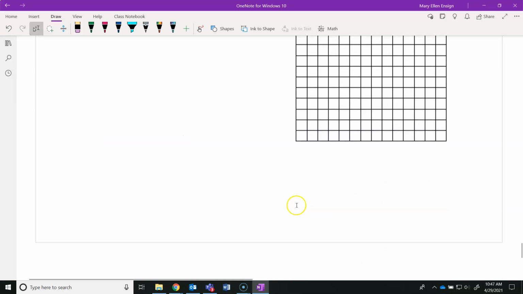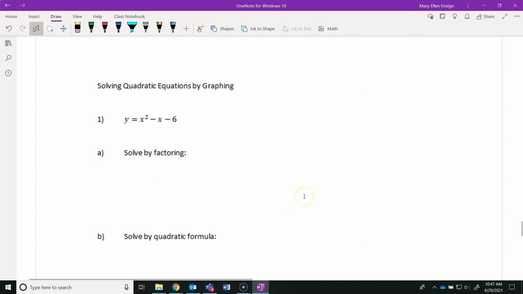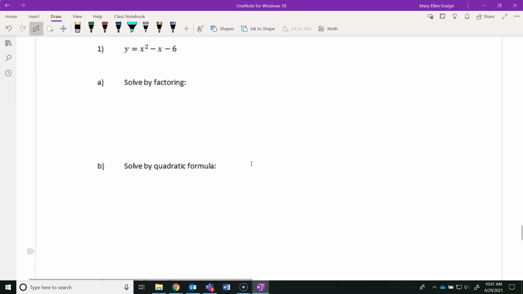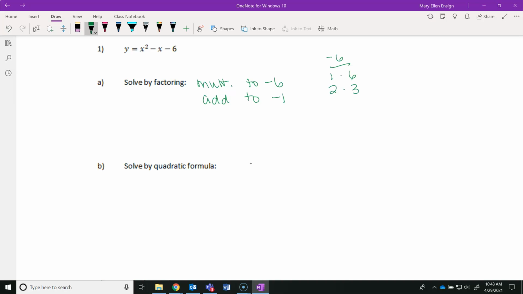Okay, and the last question here, I think I just have one of these, yeah. I just wanted to show you solving the same thing all three ways, to show you how they all go together. If it's one that can be done both ways, you're going to get the same answers, obviously. So if I solve by factoring, I would need two numbers that multiply to negative 6 and add to negative 1. If I think about 6, I want the larger of each pair to be negative. I get 2 and negative 3. So I'm going to get x minus 3 and x plus 2 equals 0.